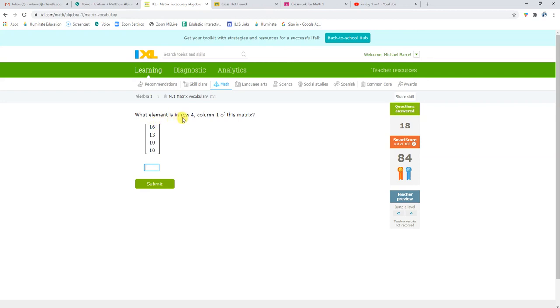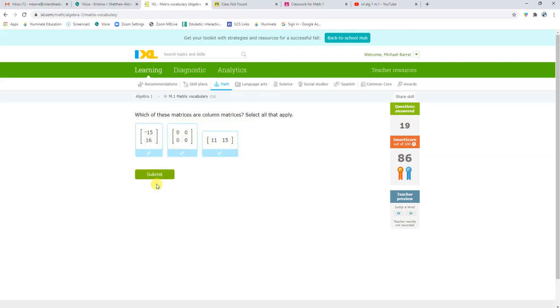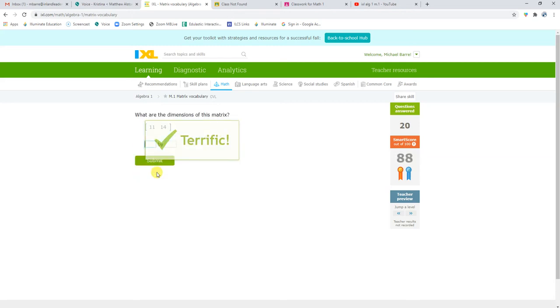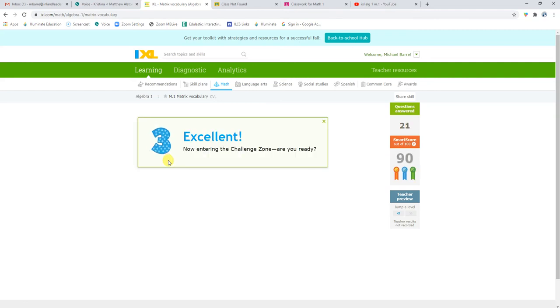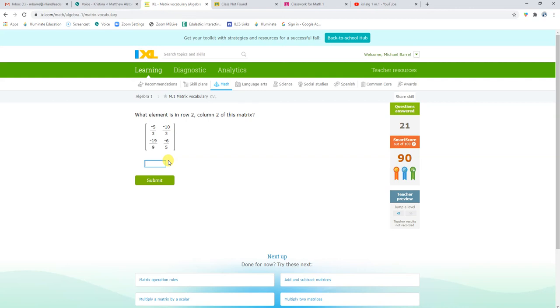What element is in row 4, column 1? Row 4, column 1 is 10. Which of these matrices are column matrices? This is the only column. This is a square. That's a row. What are the dimensions? Rows times columns, 1 by 2. Excellent. What element is in row 2, column 2? So -6 over 5.